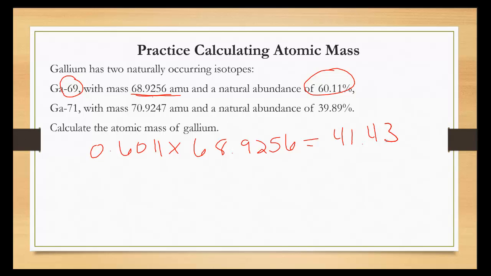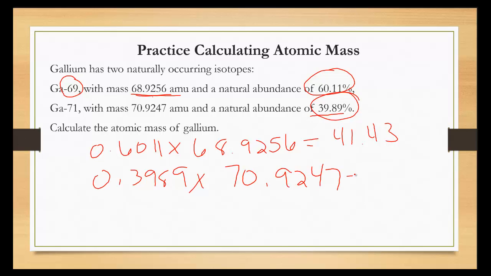Gallium-71 has a mass of 70.9247 AMU and a natural abundance of 39.89. So 0.3989. I took the percentage and divided it by 100 and moved the decimal place over twice. That's how I got that number, times 70.9247. Once again, because the AMUs were given to me, I used that number instead of the mass number. If that AMU is not given to you, you can use that 71. It is very close, it's just not as exact. I multiply that together to get 28.29.